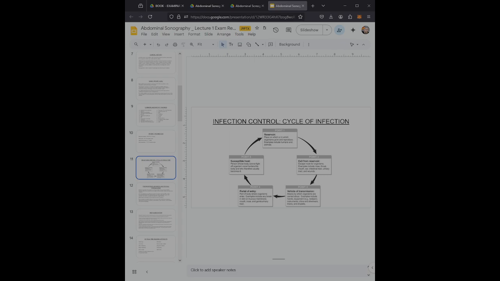So next we come to the cycle of infection. And this is a community health concept, but it is quite important for us to know. Patient preparation for invasive procedures varies among certain clinical facilities. However, we should be informed of how we can maintain a clean environment.